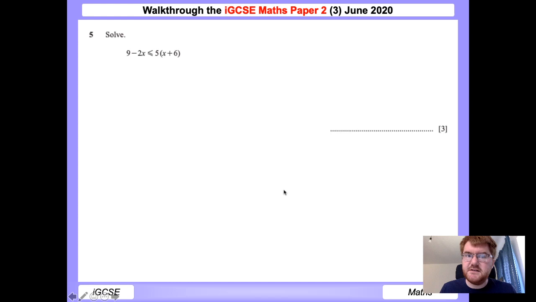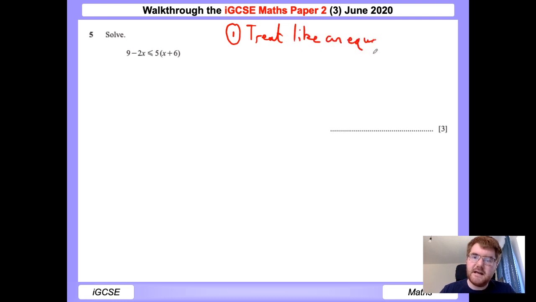Okay, let's continue. This is where we start to get slightly trickier. We have an inequality to solve. So we've got 9 minus 2x is less than or equal to 5 open bracket x plus 6. The way I approach this kind of question, treat it like an equation. Okay, so rule number 1, treat like an equation. And there's one thing we have to be careful of, why it's not like an equation, but we'll come to that if we need to.